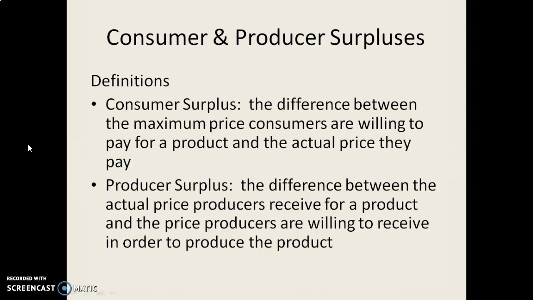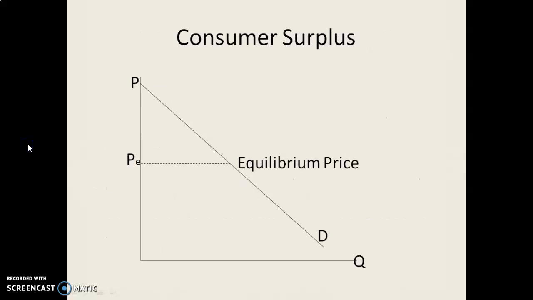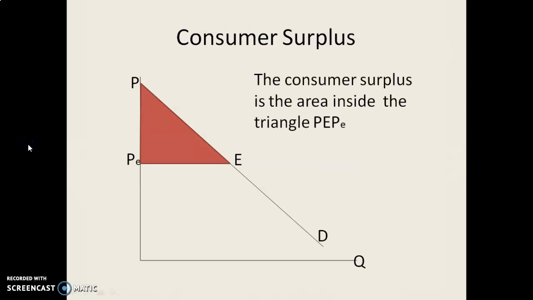So let's take a look and see how this looks in supply and demand graphing. Okay, so I'm going to start by just showing the demand curve. And you can see where the equilibrium price is. That's PE for the equilibrium price. And if I go ahead and add a little bit here, I'm going to show you now in the red shaded area the consumer surplus.